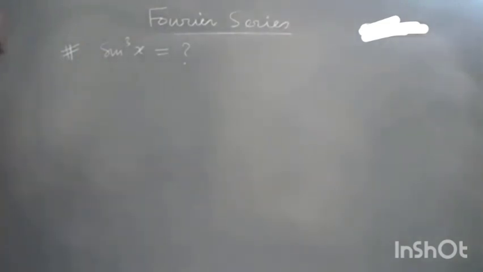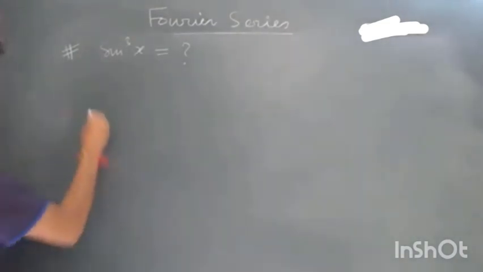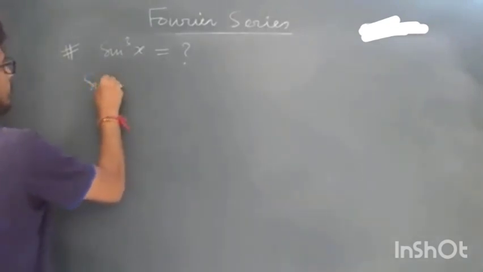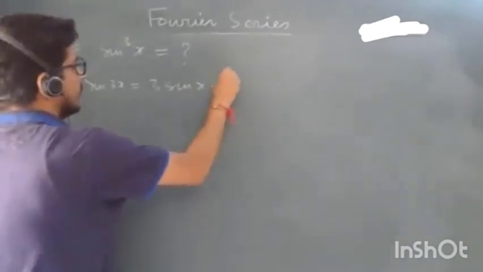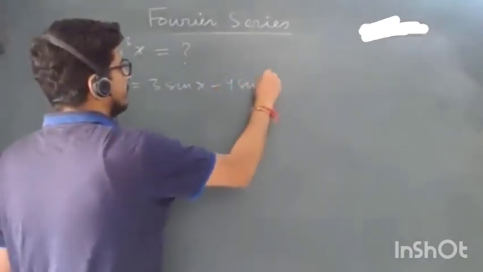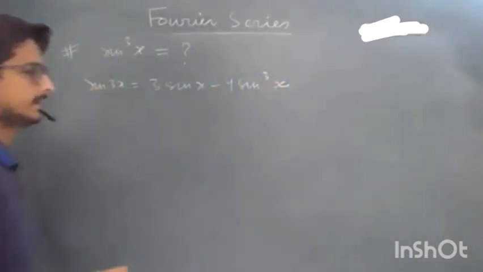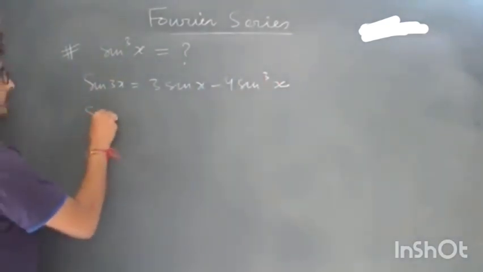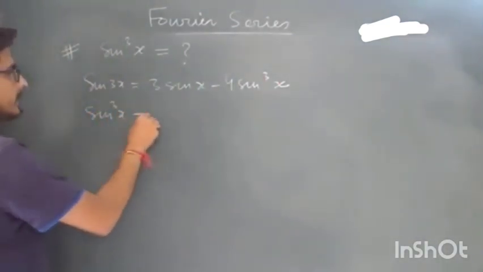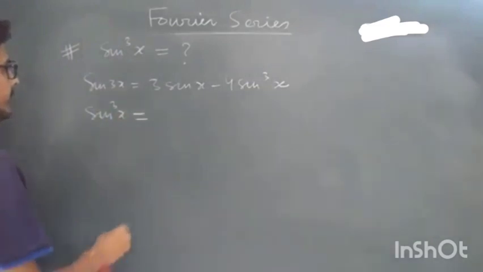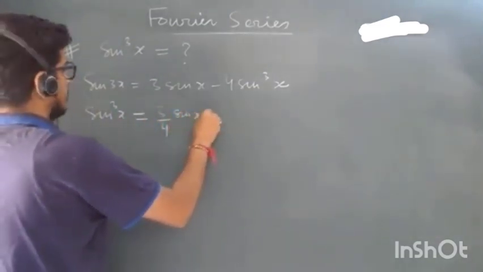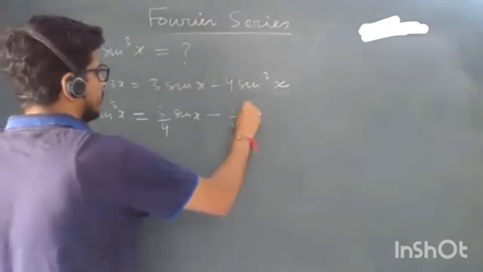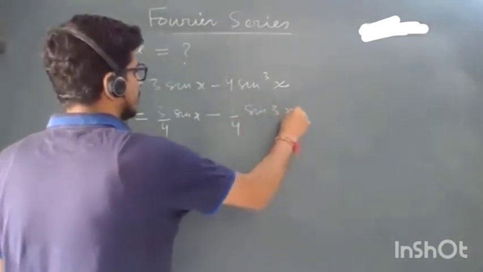So what will happen to this sine cube x? You remember sine of 3x is equal to 3 sine x minus 4 sine cube x. So the value of sine cube x is given by 3 by 4 sine x minus 1 by 4 sine 3x.